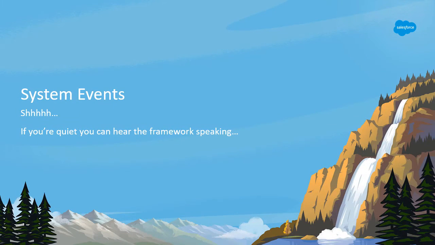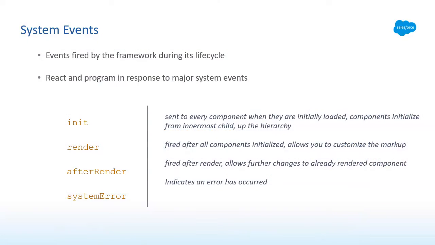Finally, system events. This is where you're going to find out from the Aura framework and from the Lightning framework what's happening. There's quite a few of these system events. The main ones that you're going to be reacting to are up on the screen. Init is probably the biggest one. Init is what gets fired when your component has been initialized and is ready for you to do anything you need to do before it gets rendered.